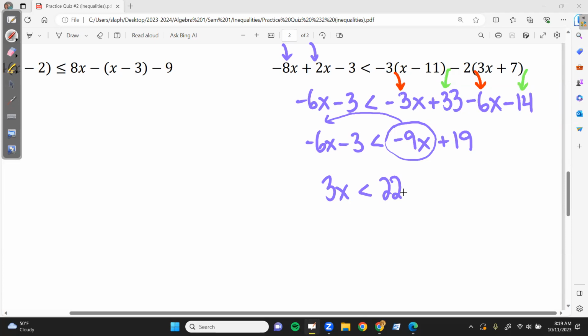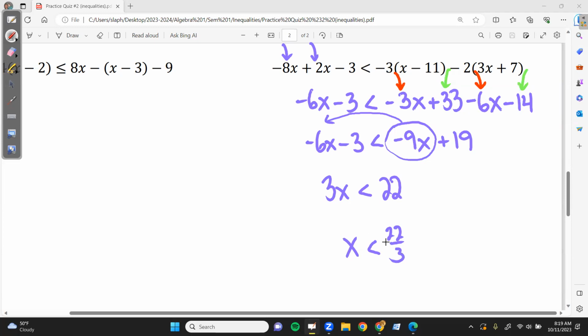Okay. And then when we divide by 3, absolutely nothing exciting happens here. This is just like no meat on the bone at all. 22 cannot divide evenly by 3. There are no negatives in play. This is just boring. So we just write x is less than 22/3.